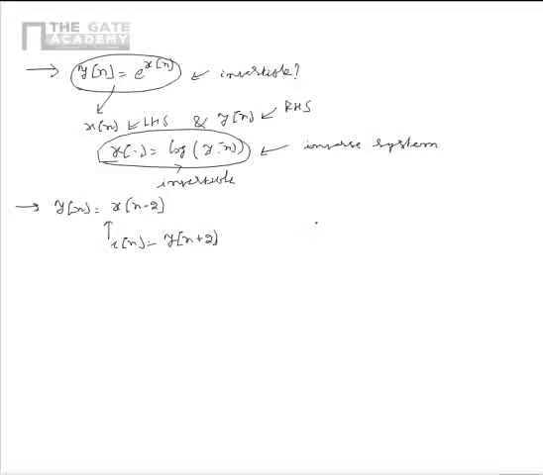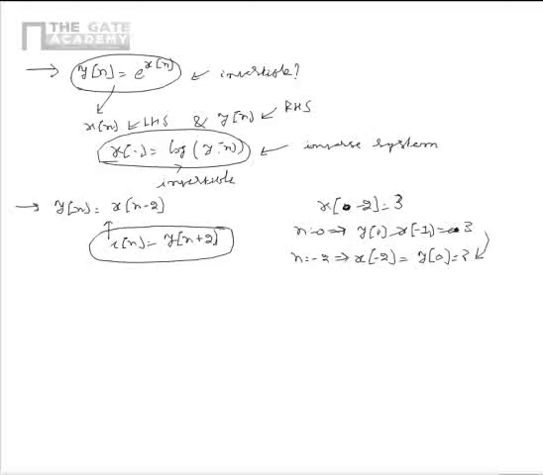Let us simplify this by an example. Suppose x of minus 2 is equal to 3. Now if you substitute n is equal to 0, y of 0 is equal to x of minus 2, which is equal to 3. Now in the inverse system, if you substitute n is equal to minus 2, we get x of minus 2 is equal to y of 0 equal to 3. So from this we see that using the obtained inverse system, we are able to recover the signal back. From this we see that the given system is invertible.